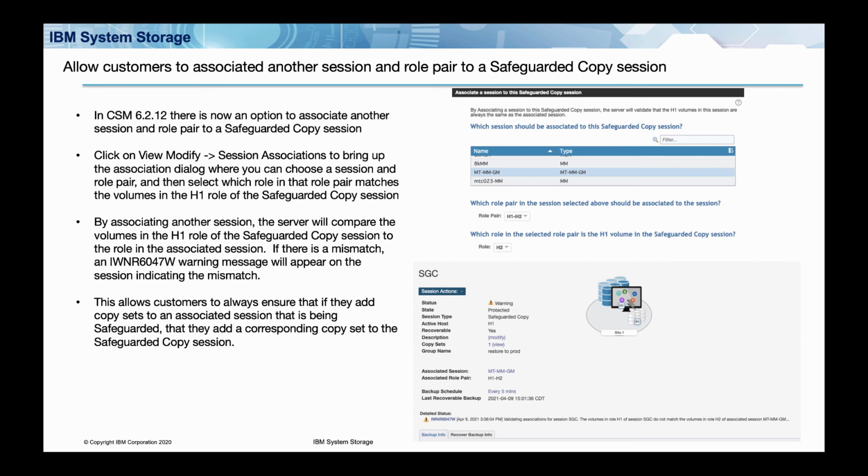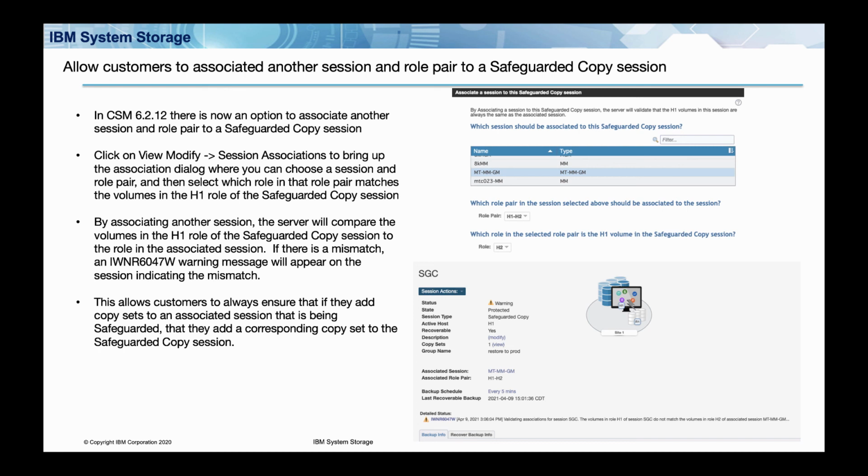And so by associating it, you will now say, okay, what session is this safeguarded copy associated with, what role pair, and then most importantly, what role. So what role in that other session matches the H1 role in the safeguarded copy session. So if I were taking backups of our metro mirror secondary, the metro mirror session would have an H1 and an H2 role pair, and the secondary is your H2 role. So all the volumes in that H2 role are the same as your H1 volumes in your safeguarded copy session.